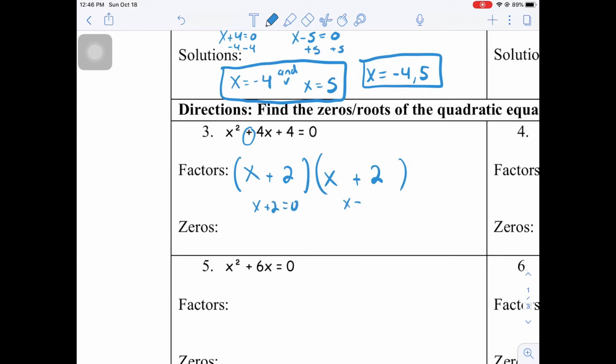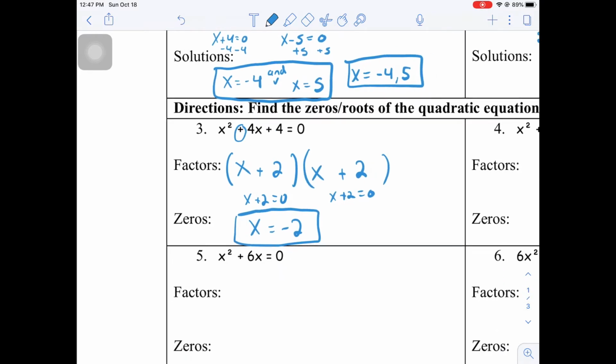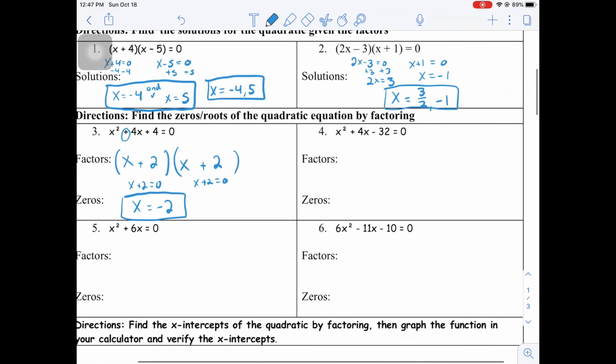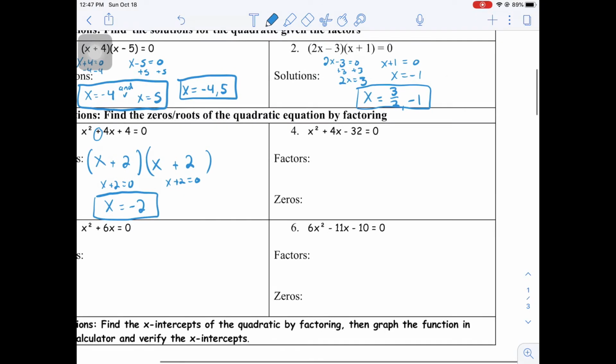So if we solve this, x plus 2 equal to 0, x plus 2 equal to 0, you can see that we actually only get one zero for this answer. It's just x would equal negative 2. We wouldn't want to repeat the negative 2. We would just want to say it one time, x equals negative 2.